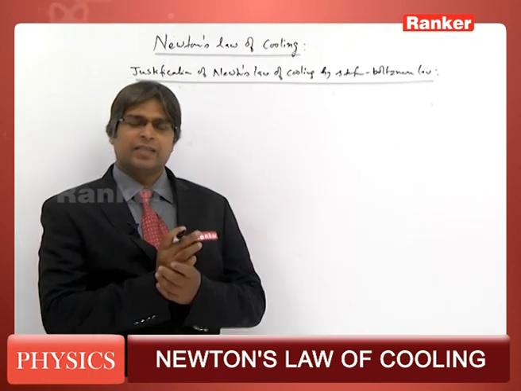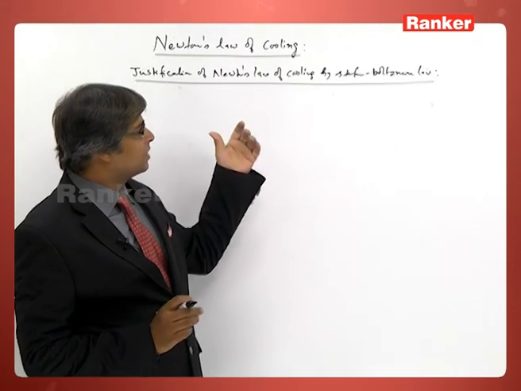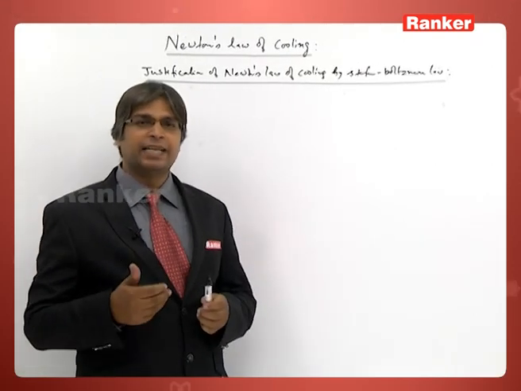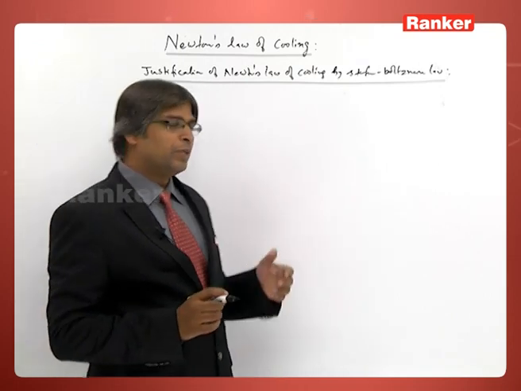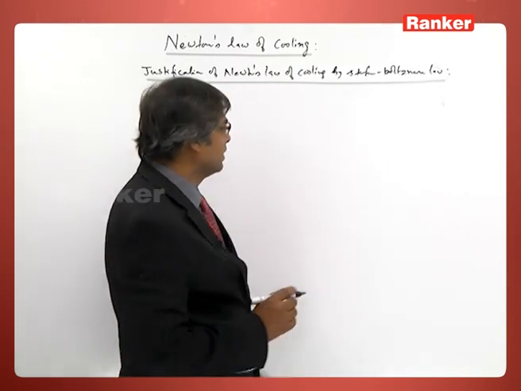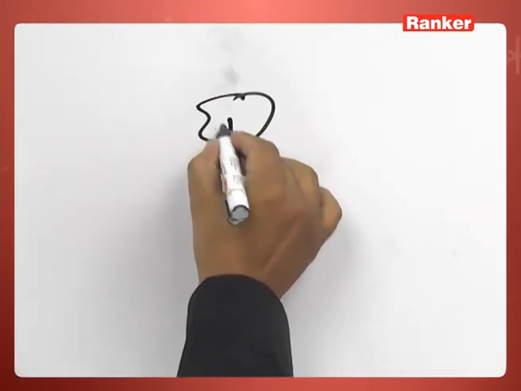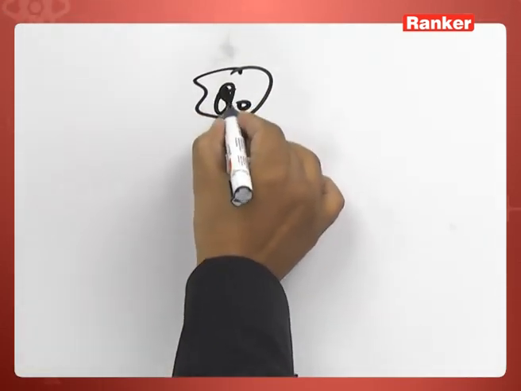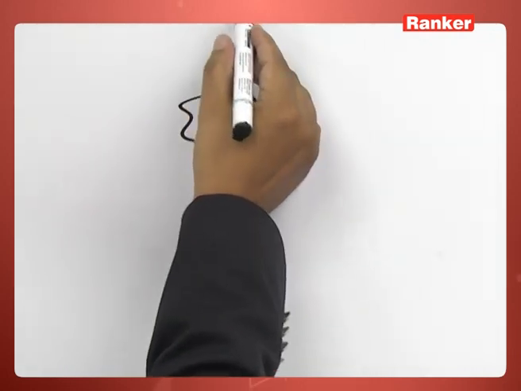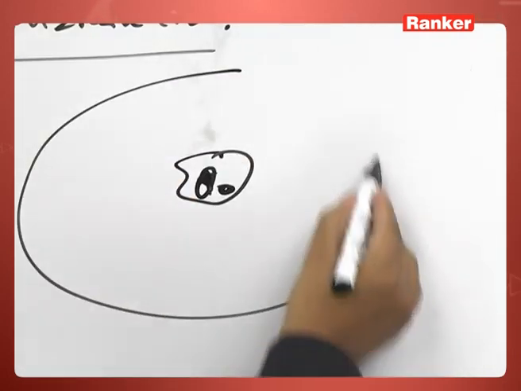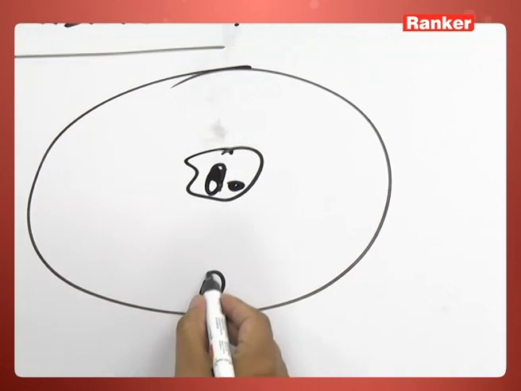Now, let us see how by the Stefan-Boltzmann law we can derive Newton's law of cooling. So, this is our hot body at a temperature initially theta naught, and it is placed inside an enclosure whose temperature is theta surrounding.